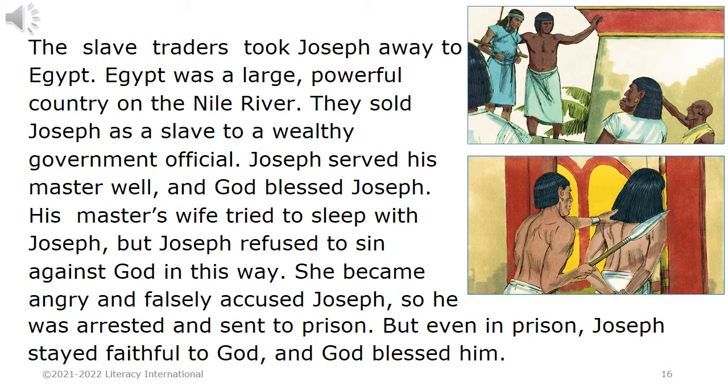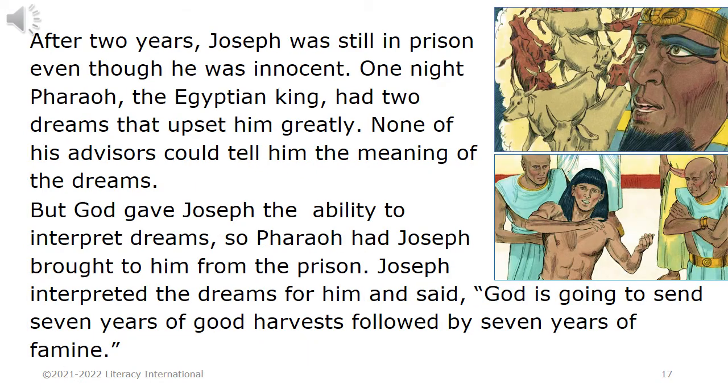His master's wife tried to sleep with Joseph, but Joseph refused to sin against God in this way. She became angry and falsely accused Joseph, so he was arrested and sent to prison. But even in prison, Joseph stayed faithful to God, and God blessed him. After 2 years, Joseph was still in prison, even though he was innocent.